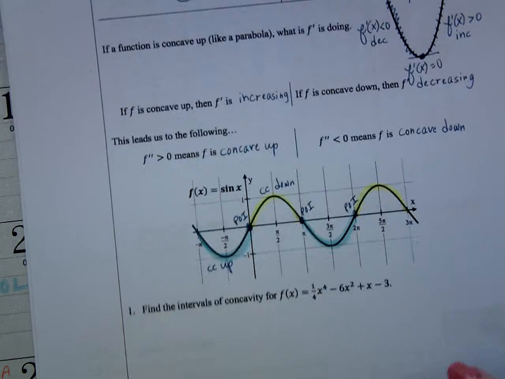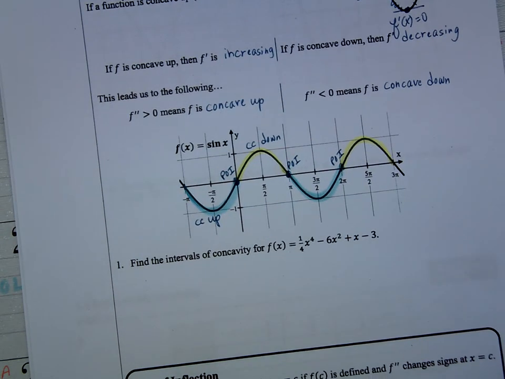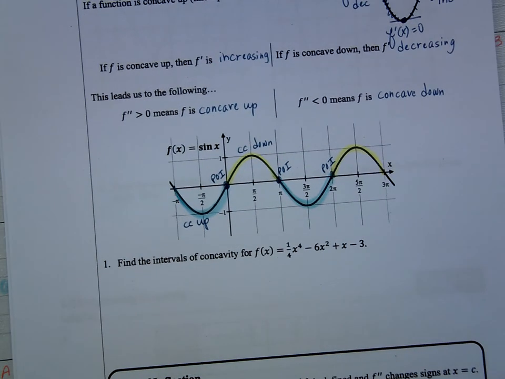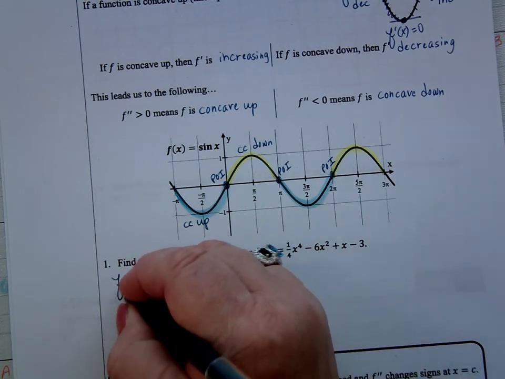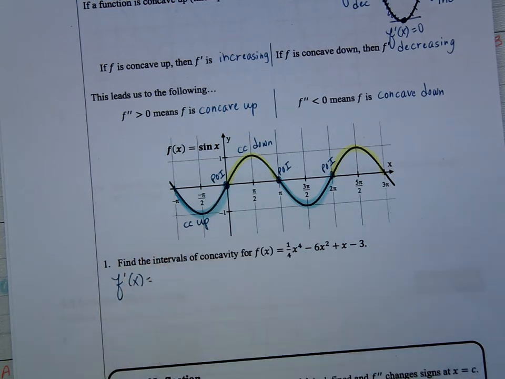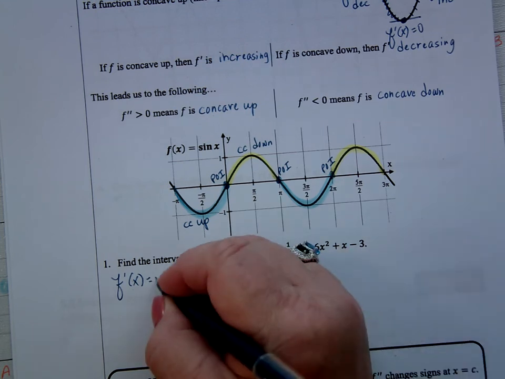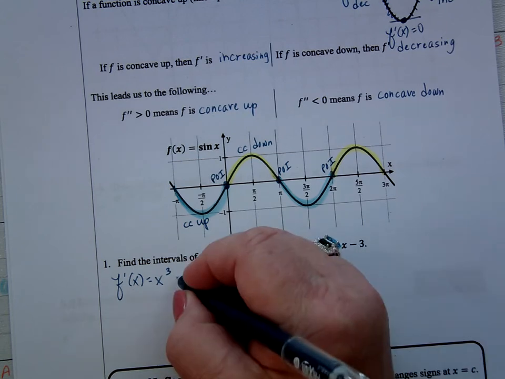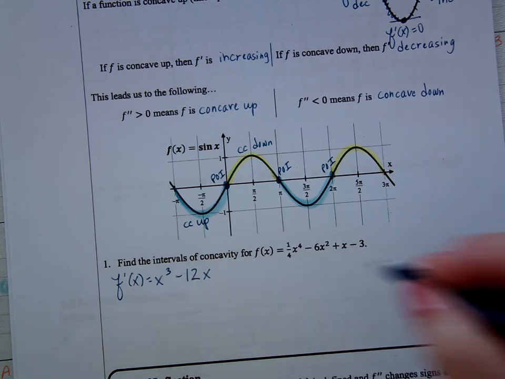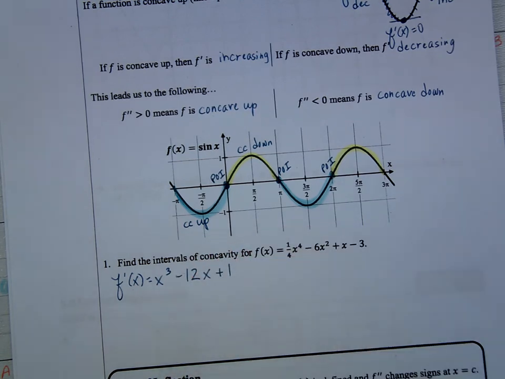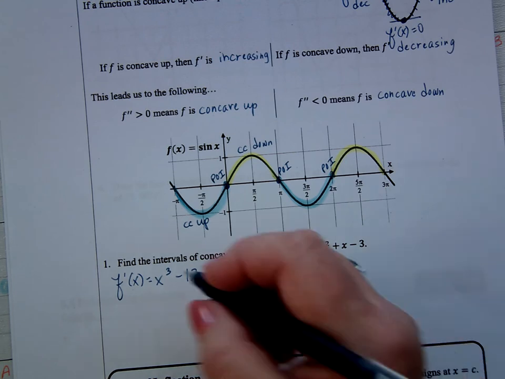All right, so find the intervals of concavity. Concavity, second derivative. Got to find the second derivative. Well, got to go through the first derivative first to get there. So find the first derivative. The 4 comes down times 1/4, knock each other out. I got an x cubed, minus 12x, and then plus 1. And thankfully they didn't make me have to solve that, because if I set that equal to 0 and solved it, that would not be pretty. It doesn't factor or do anything nice like that.